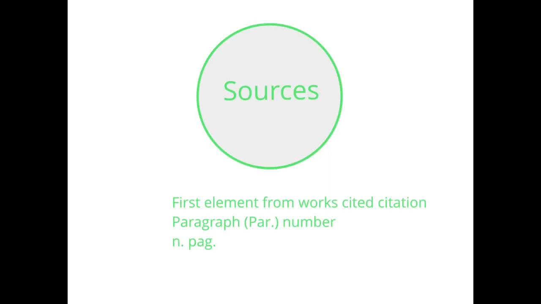I'd also like to see a paragraph number when it's a news story. Sometimes you don't really have a news story. Your source is more like a graphic, a table, a map. In those cases, use NPAG. That means no page number, no paragraph number. It's more of an image. So the first element from the works cited citation, the paragraph number if it's a news story, or NPAG. Those are the elements of the source criteria that I'm going to be looking for. Make sure to include it.